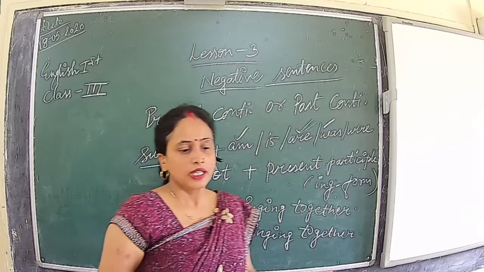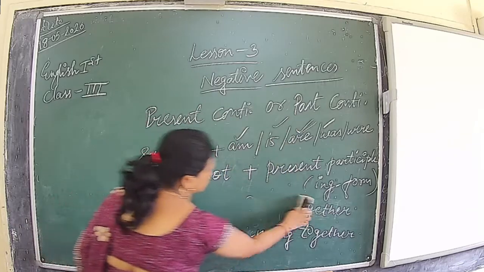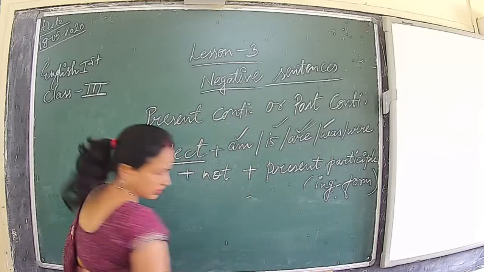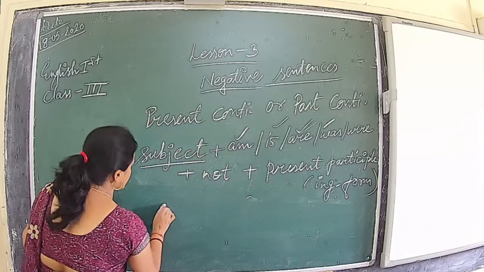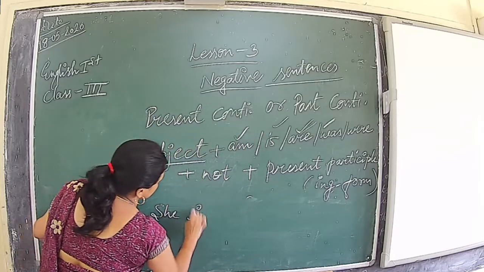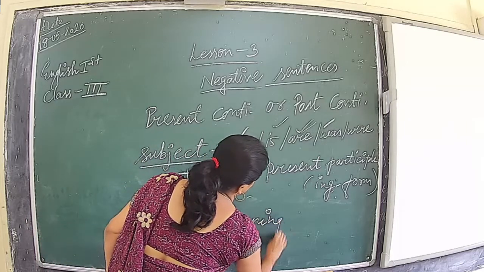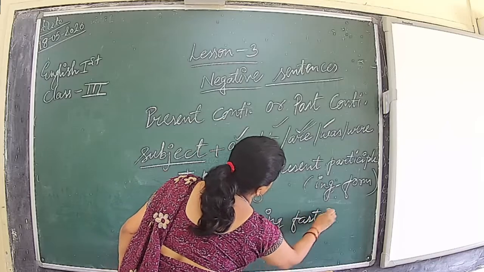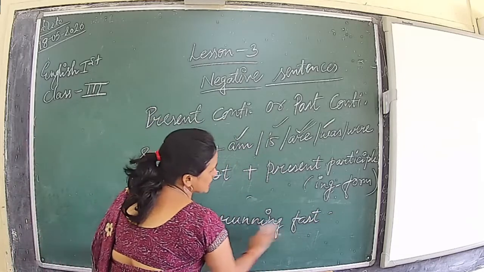Now we will see the example of is. Now here you see: she is running fast. She is running fast.